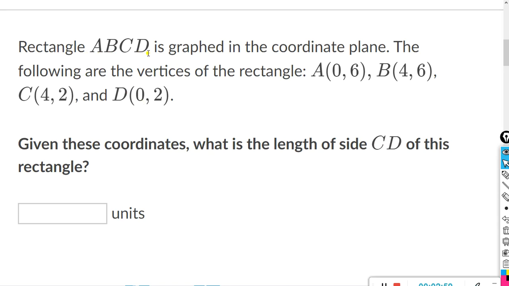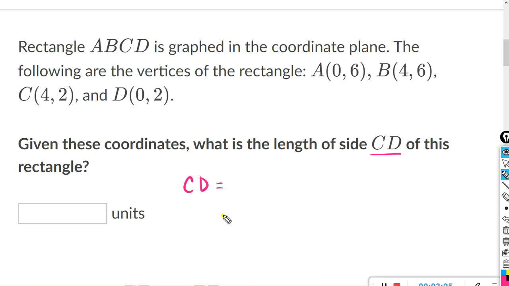Okay, rectangle ABCD is graphed. The following are the vertices of the rectangle for A, B, C, and D. Given these coordinates, what is the length of side CD of this rectangle? Now, the length of side CD, you can use the distance formula, but it's not necessary.